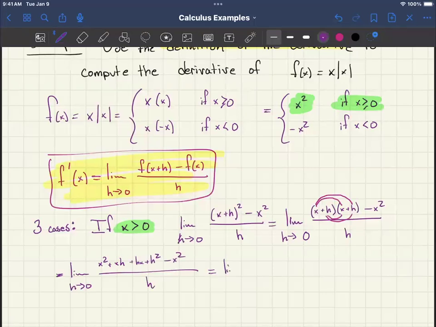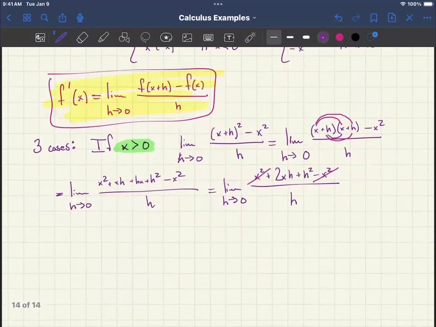I'm going to simplify it once more. Actually, we're going to simplify it twice. That stuff in the middle means that we have 2 times xh plus h squared minus x squared. And it is that middle stuff, that 2xh, that most people forget. We have a positive and a minus x squared, so those are going to cancel.